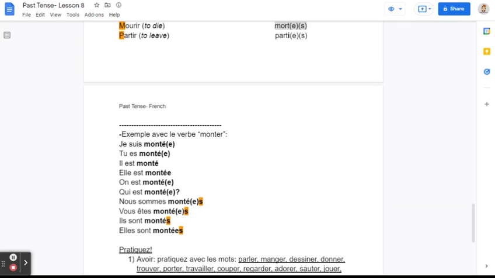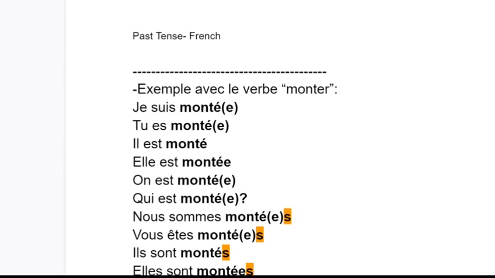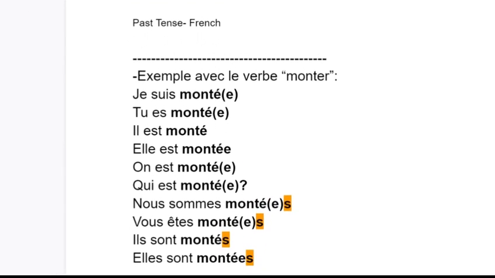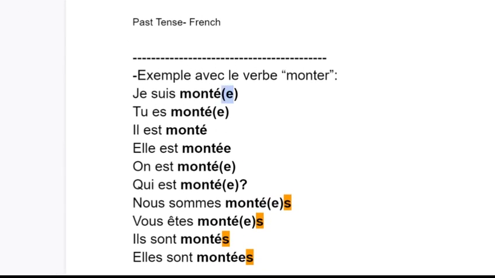So je suis monté, and if you're, for example, saying the sentence and you identify as a female, then you would add an E. Tu es monté, il est monté without an E, elle est montée with an E for sure because it's elle, obviously. On est monté, qui est monté, nous sommes montés, you would add an E if needed. But the S would be there for sure because it's nous, and nous is plural. Vous êtes montés, ils sont montés, elles sont montées.